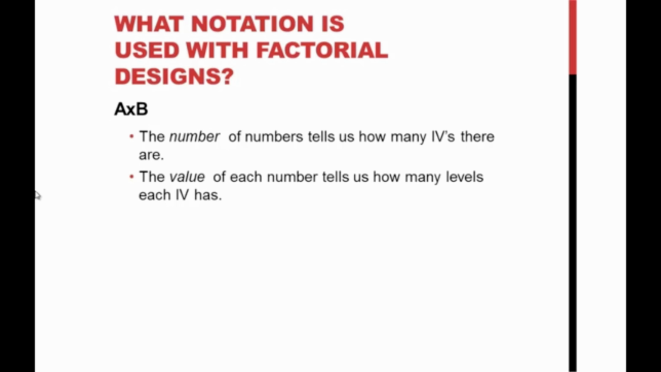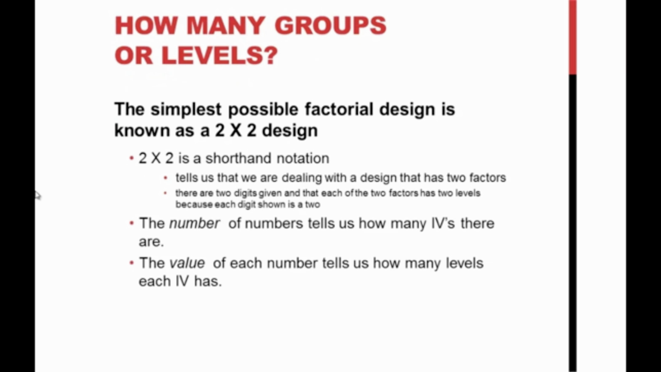The value of each number that you would have in these places would tell you how many levels that independent variable has. For example, when we're looking at notations here, a 2 by 2 design would have 2 independent variables because there are literally 2 values here. This first independent variable has 2 levels. This second independent variable also has 2 levels. So again, keep in mind, the number of numbers tells you how many independent variables there are. The value of each number tells you how many levels that independent variable has.